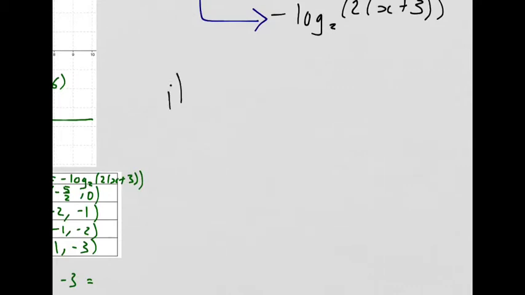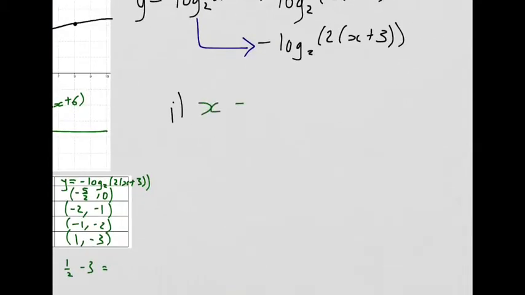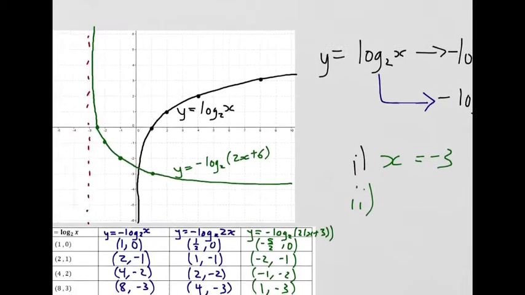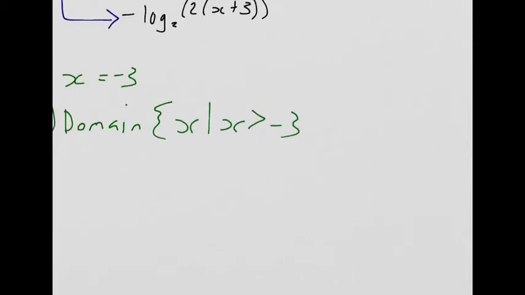For B. What is the equation of the new asymptote? X equals negative 3. Okay. Domain and range. What's the domain? X is greater than negative 3. Good. Not equal to, right? Because if it was, then it wouldn't be an asymptote.